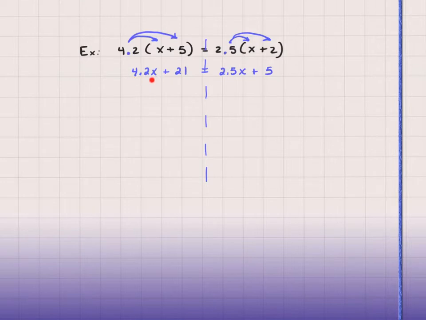Okay, we got x on the left here, 4.2 of them, 2.5 on the right. So let's move our x's to the left. We'll do the opposite, subtract 2.5 x's. See, those just cancel each other out. Don't forget, you got to do the same thing to the other side. And I believe that is 1.7x plus 21 equals 5.